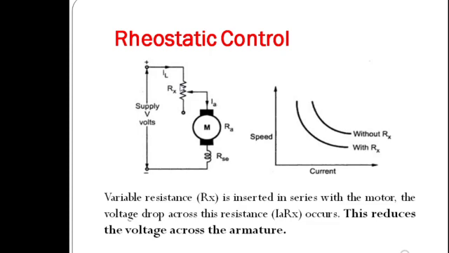So this reduces the voltage across the armature. So you can see in the diagram at the right hand side that there is the graph between the speed and current.